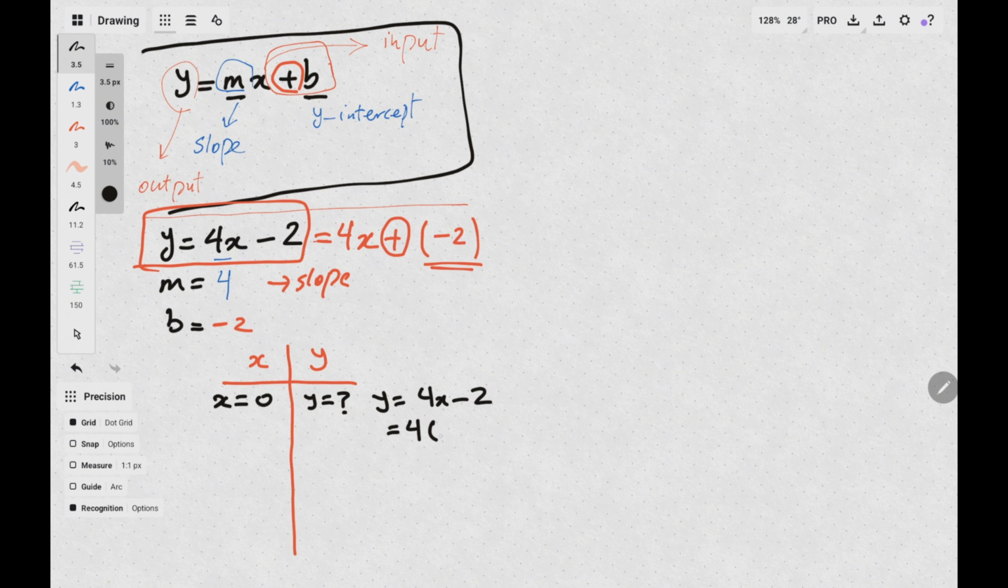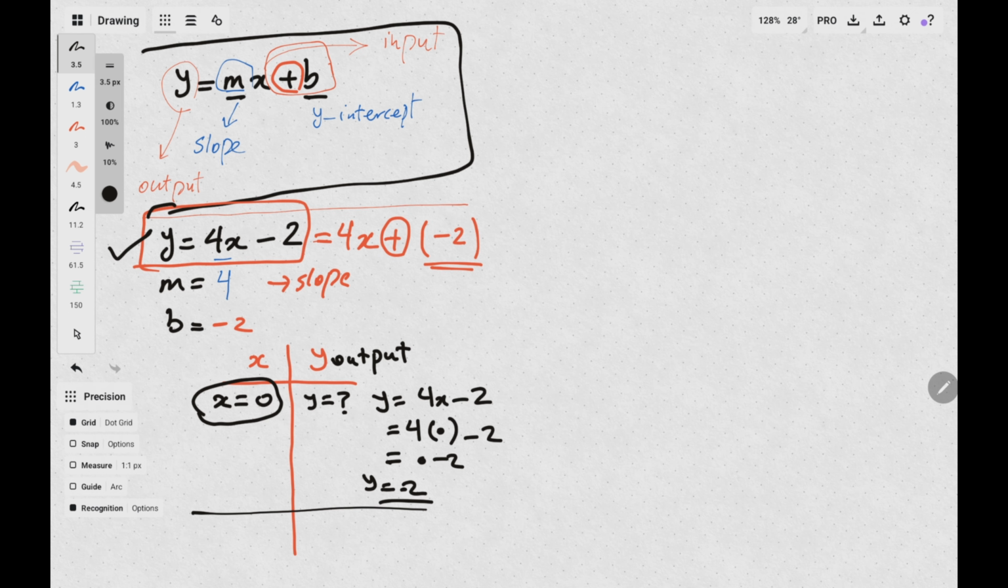If I input x as 0, I'm going to have y equals minus 2. Right? I'm just putting x into this formula in order to get the output. x is the input, 0. How much is the output? Minus 2.